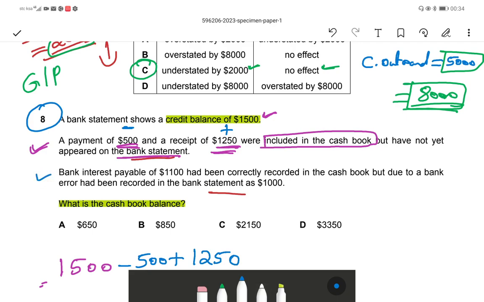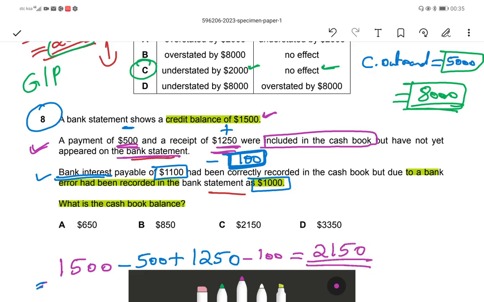Then next, bank interest payable. Bank interest means we have a payment. 1,100 had been correctly recorded in the cash book, but due to a bank error, the bank has recorded 1,000. We started the solution with the bank balance. So the bank has recorded 1,000, but the actual amount is 1,100. The cash book has recorded 100 more than the bank balance. Bank interest means it's a payment, so minus 100. So what is the amount? 2,150 is our cash book balance.